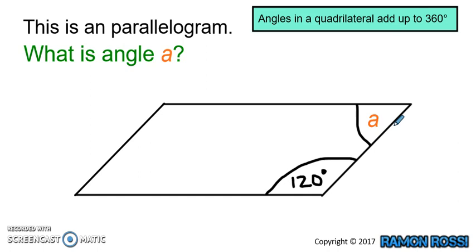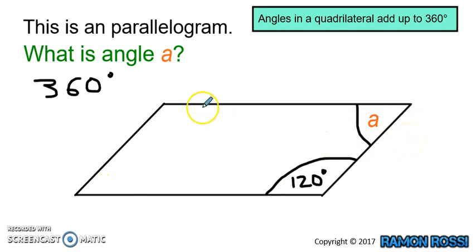Now, we need to know the total for what happens if you add up all the angles in a quadrilateral. And we know if you add up all the angles in a quadrilateral, it makes 360 degrees. So we're going to start with 360 degrees and take away the other three angles, 1, 2, 3, and then we will find angle A.